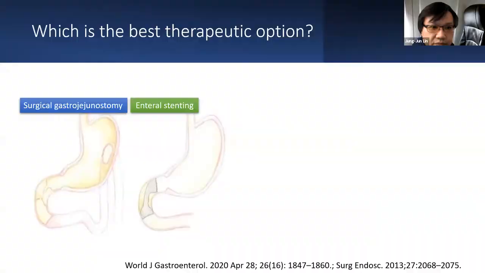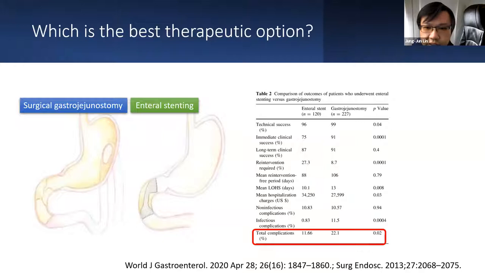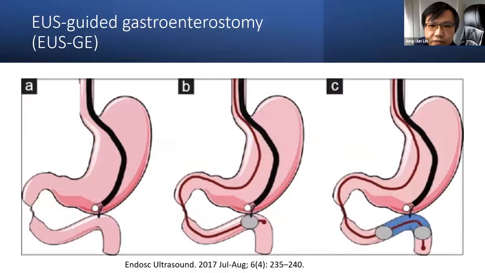So what's the best therapeutic option? Traditionally, surgical GE is the primary treatment for gastric outlet obstruction. However, the completion rate is higher compared to duodenal stenting, but duodenal stenting has some problems because the reintervention rate is higher. So recently, the US guided GE is an interesting and attractive procedure.